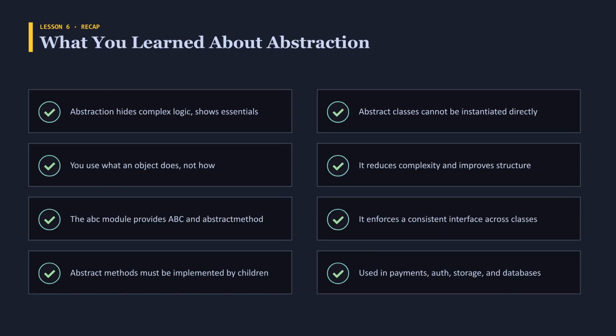Recapping abstraction. It hides complex logic and shows only the essentials, so you use what an object does, not how. The ABC module provides ABC and abstractmethod. Abstract classes cannot be instantiated directly, and their abstract methods must be implemented by every child. The result is reduced complexity, better structure, and a consistent interface across classes, the same technique used in payments, authentication, storage, and databases. That completes all 6 pillars.